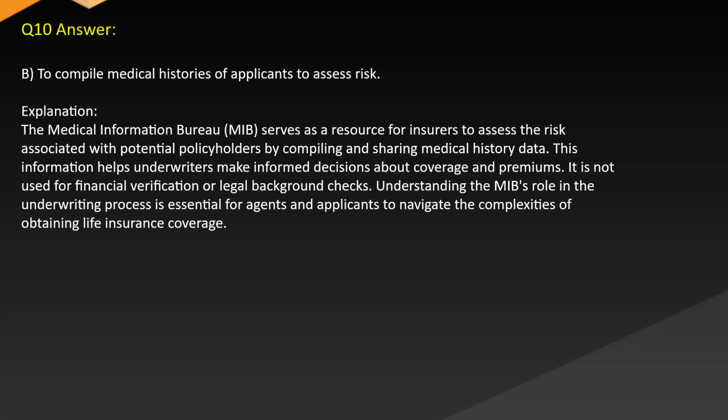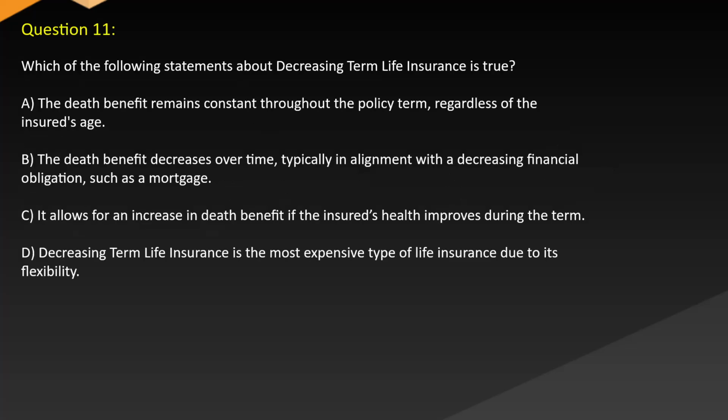Explanation: the Medical Information Bureau (MIB) serves as a resource for insurers to assess the risk associated with potential policyholders by compiling and sharing medical history data. This information helps underwriters make informed decisions about coverage and premiums. It is not used for financial verification or legal background checks. Understanding the MIB's role in the underwriting process is essential for agents and applicants to navigate the complexities of obtaining life insurance coverage.